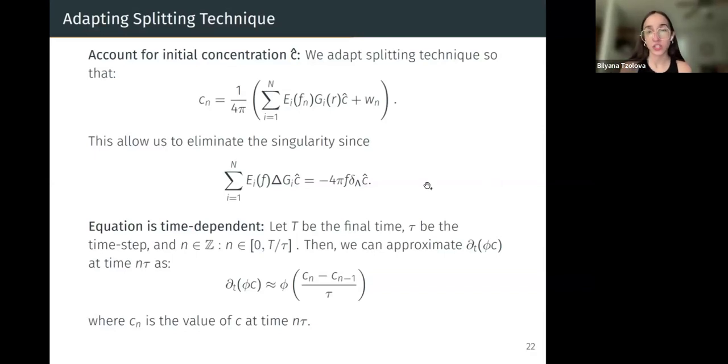So to account for our initial concentration, we're just going to adapt our splitting technique so that our singularity term will be multiplied by our initial concentration C hat. This allows us to eliminate our delta lambda function easily. So that was a nice solution and we can move past it. Now for our time-dependent problem, we're going to have to discretize our concentration in time, where Cn is equal to the value of our concentration at time n tau, where tau is our time step. So we're going to make an approximation for this derivative.